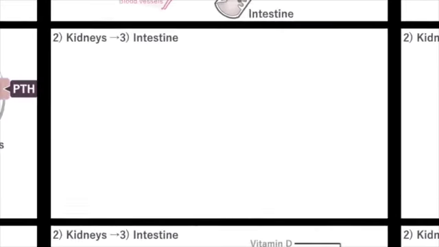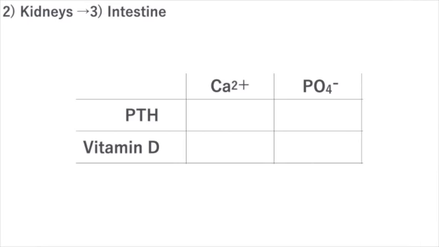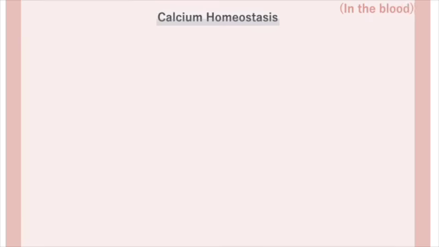Let's summarize here. PTH increases the concentration of calcium in the blood and decreases the concentration of phosphorus. Vitamin D increases both calcium and phosphorus levels in the blood. Please pay attention to this difference. Lastly, let's review calcium homeostasis in the blood.